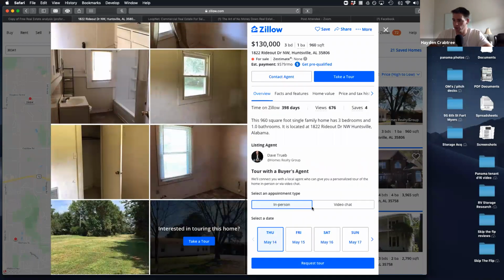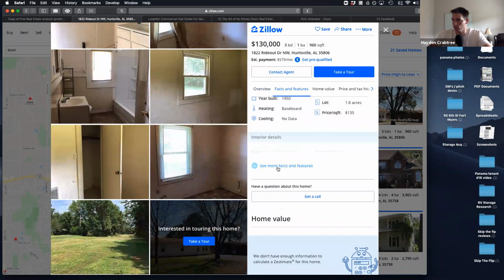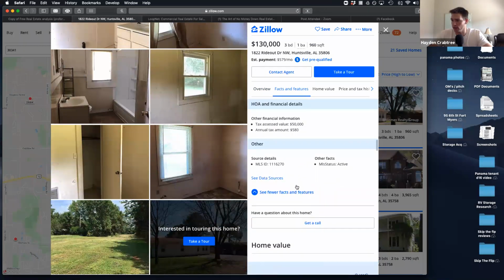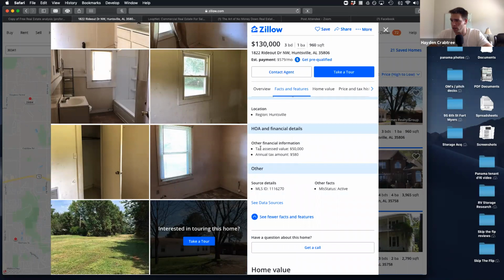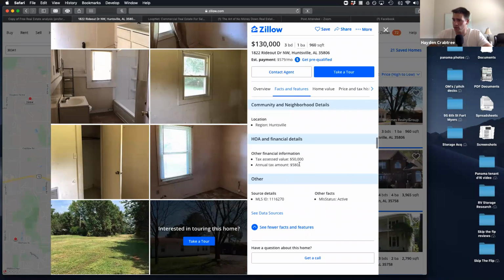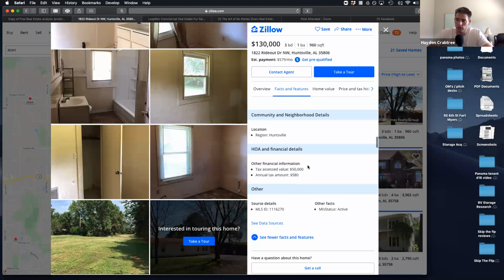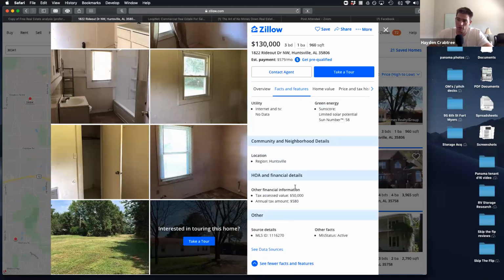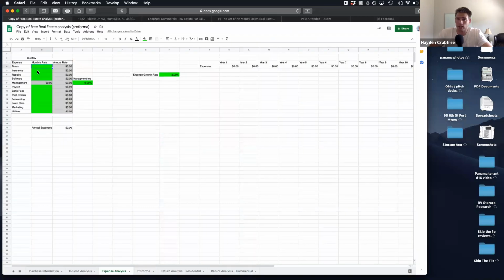Whenever we're on Zillow, we want to come down to the see more facts and features. Annual assessed amount $50,000, annual tax amount $580 a year. So if I buy this property for $130,000, my property taxes are going to double from $580 to, let's just say, $1,300. You could be more granular about this. We come over here and put in our taxes: the $1,300 divided by 12 gives us our monthly rate, and then our annual rate here of $1,300.